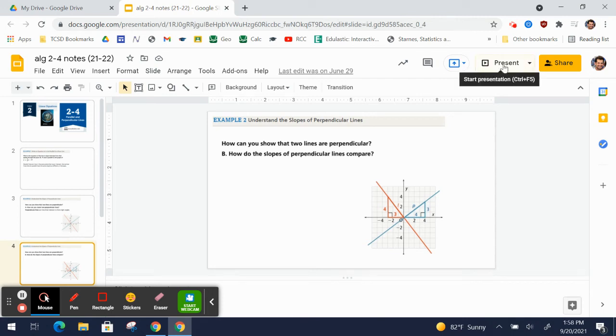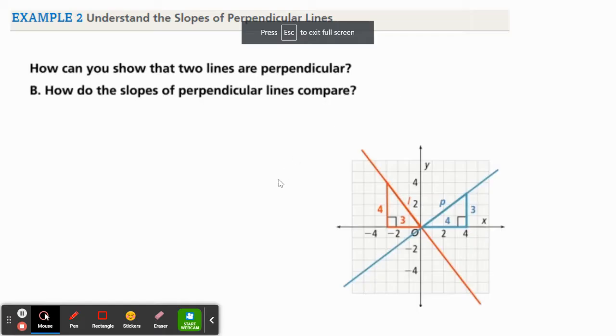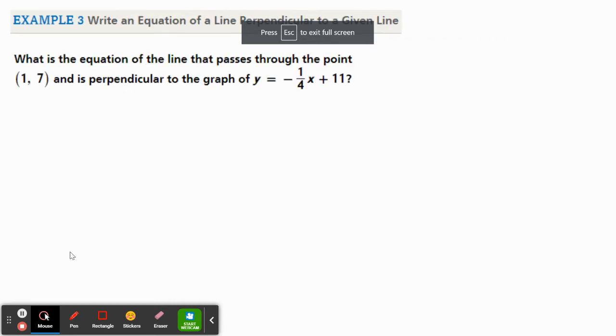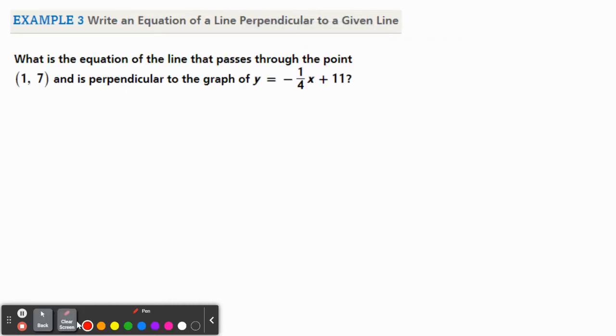All right, so let's continue here with video 2 on parallel and perpendicular lines. So, example 3. It says, what is the equation of the line that passes through the point (1, 7) and is perpendicular to the graph of y equals negative 1/4 x plus 11?